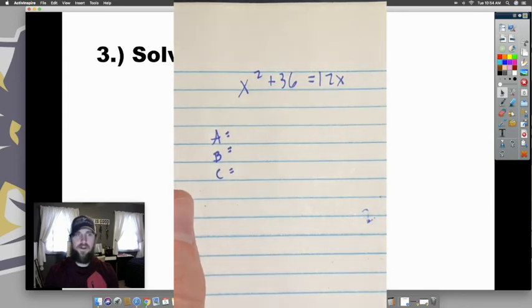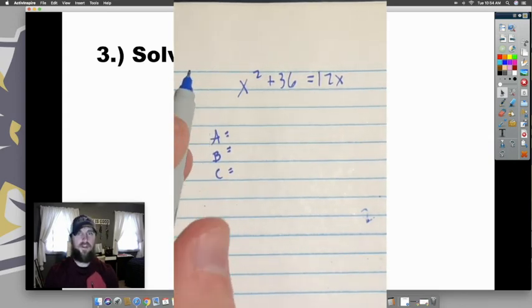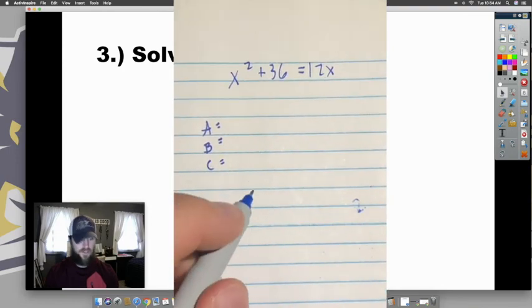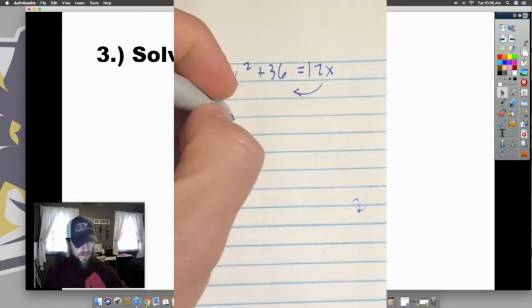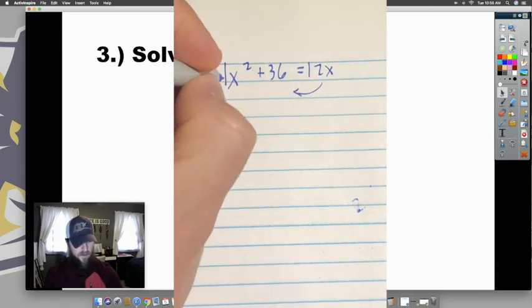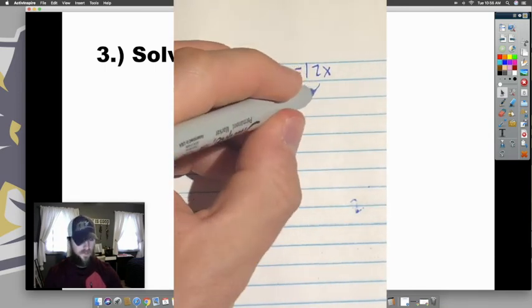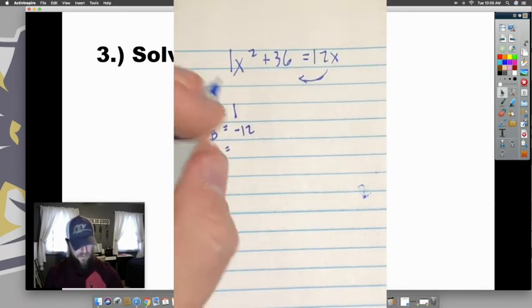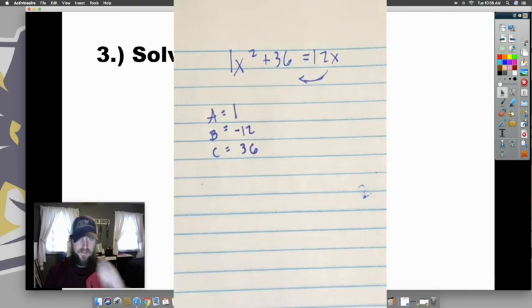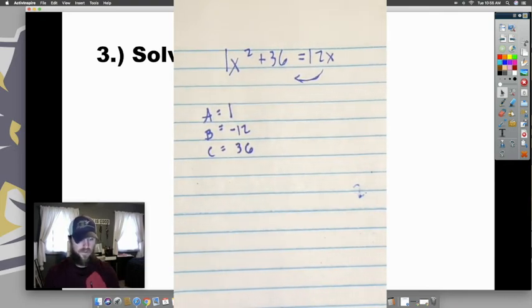So it doesn't matter, left side, right side. So if you're checking a problem and the work looks just a little bit different, that could be the reason why, but the answer shouldn't change. So I'm going to move the 12x to the left side. It's just one thing to move, which gives me an A value of 1, a B value of negative 12, and a C value of 36. So let's go ahead and plug that stuff in.